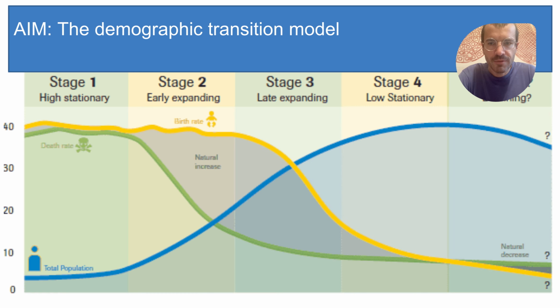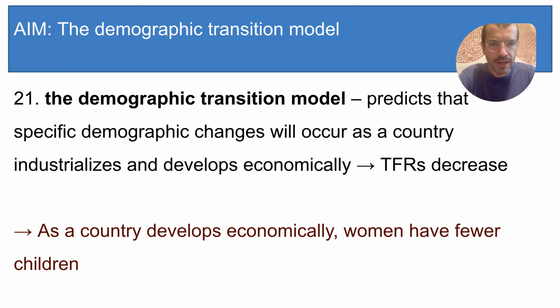On your vocab sheet, I've left some room for you to add in contradictions to the demographic transition model, but we're going to do those later. I'm not going to discuss them in the video. So for now, you can leave that portion blank and we'll return to it later.